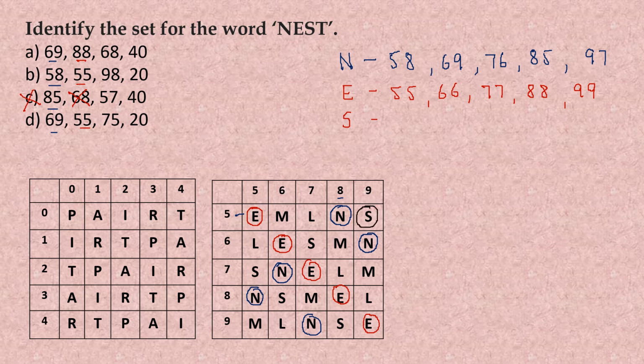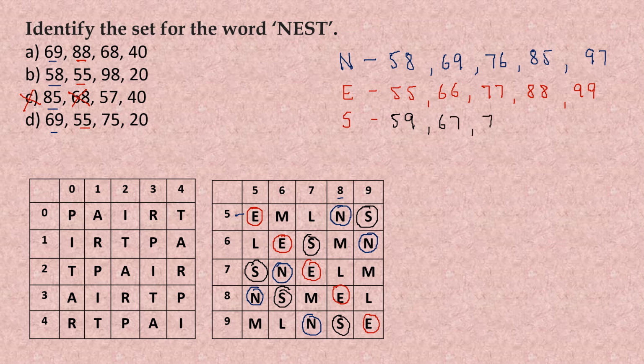So this is the first S, the second S, the third S, the fourth S, and the fifth S. Now let us write down the values for the first S. It's going to be 5 and 9, 59. The second one is 6 and 7, 67.